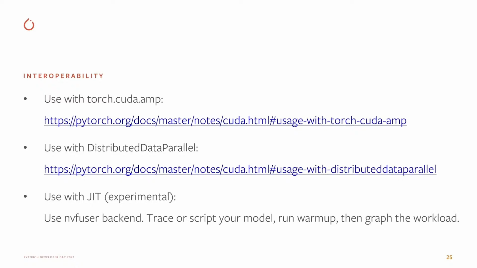See the documentation for minor gotchas. Graphs should also be composable with JIT. You should be able to JIT a model, warm it up, and then graph it, although only with the NVFuser backend, and generally I'd regard JIT interoperation as experimental.